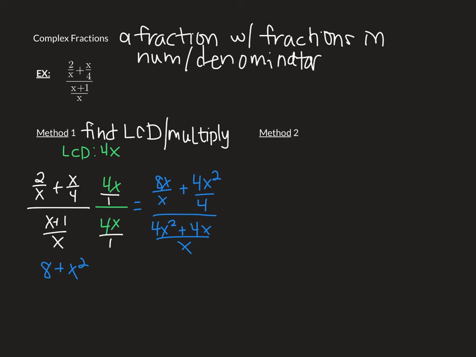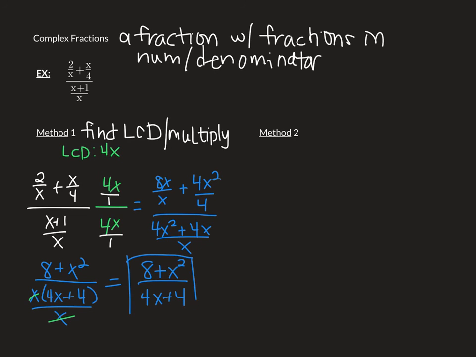So let me show you the factoring out step. If we factor that, I could pull out an x and it would leave me with 4x plus 4 over x. And then these x's would cancel out, which is going to leave me with a final answer for this whole thing of 8 plus x squared over 4x plus 4. Okay, so that's method 1. That's the method I like the best. That doesn't mean that has to be the one you like.